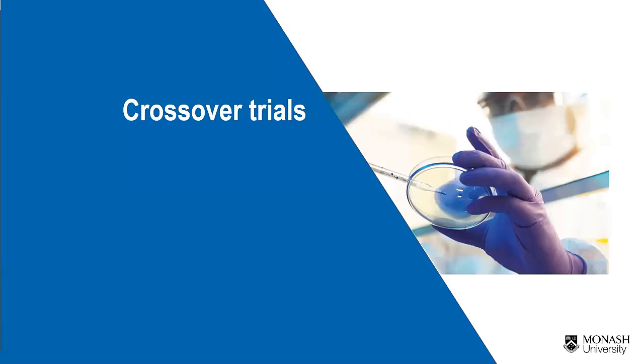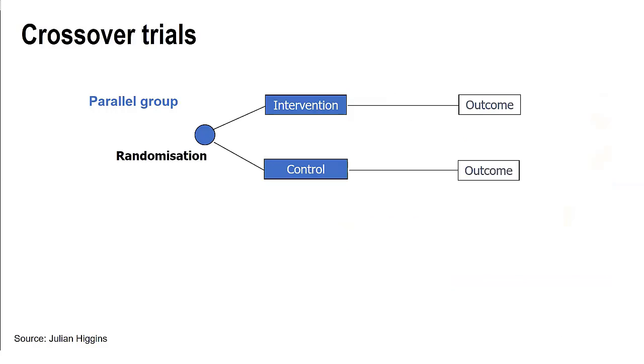Okay, I'm going to move on now to talk about crossover trials. So here's a depiction of the trial design that you're probably most familiar with. This is just a parallel group individually randomized trial. What we have here is at randomization, participants are randomized to receive the intervention or randomized to receive a control. And then at a certain point, we follow up their outcomes.